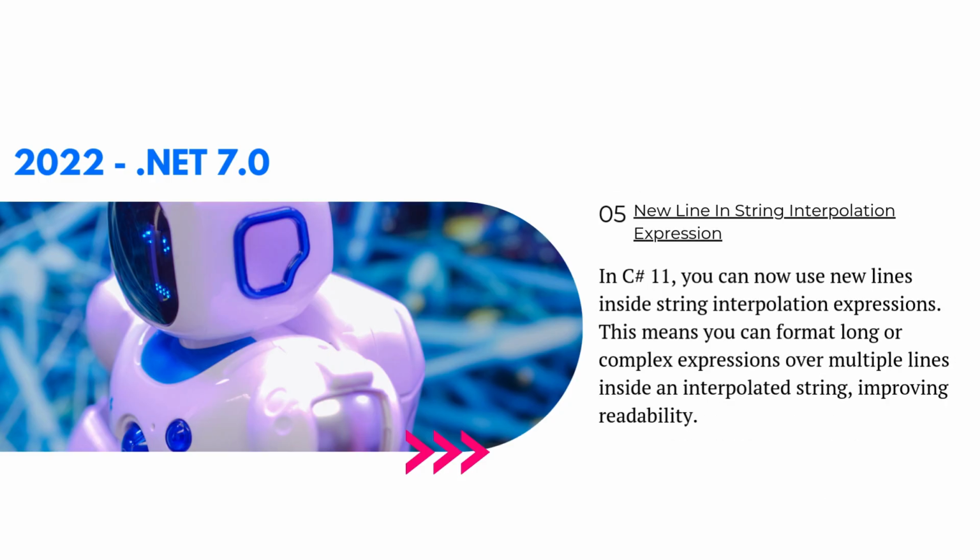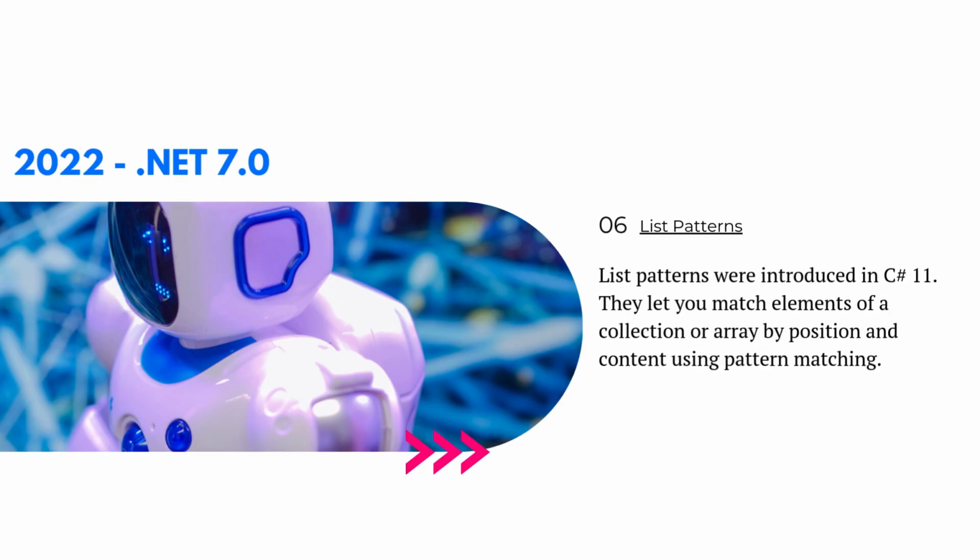In C# 11, you can now use new lines inside string interpolation expressions. This means you can format long or complex expressions over multiple lines inside an interpolated string, improving readability. List patterns were introduced in C# 11. They let you match elements of a collection or array by position and content using pattern matching.